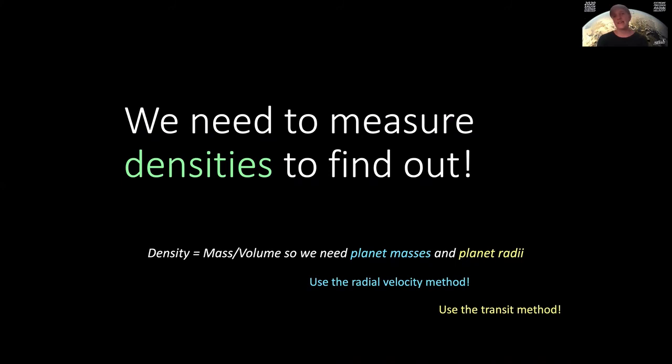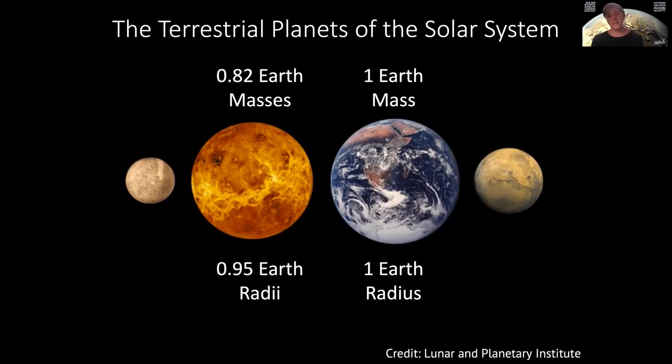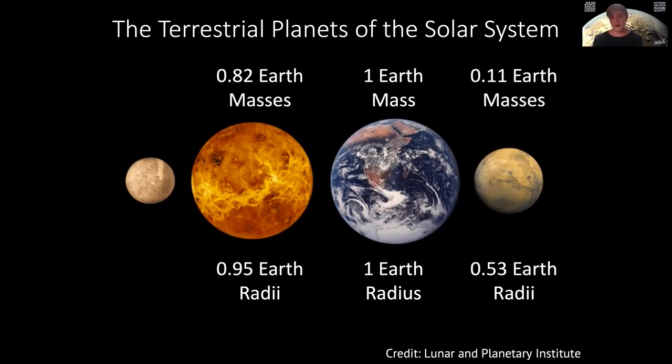To guide us, let's go back to the solar system again. Here we have the terrestrial planets of the solar system. They're in order, but they're squashed together way too close. Earth you recognize, and Earth is 1 Earth mass and 1 Earth radius by definition. Our sister planet Venus is a little bit smaller and a little bit less massive. On the right side of Earth, we have Mars, which is about half the radius of Earth, but significantly less massive, and Mars has a smaller iron core for its size than the Earth does.